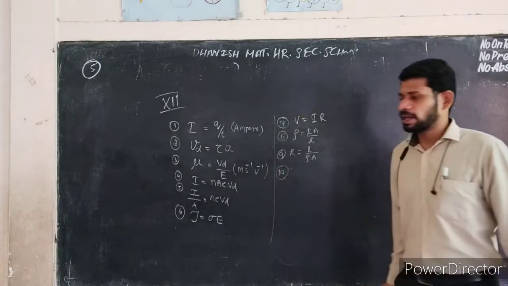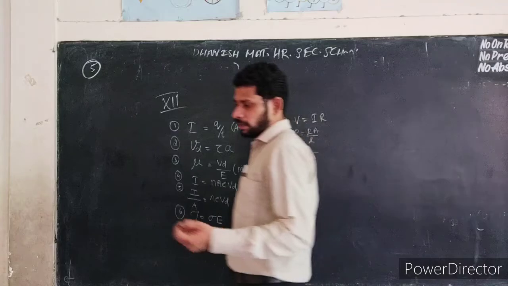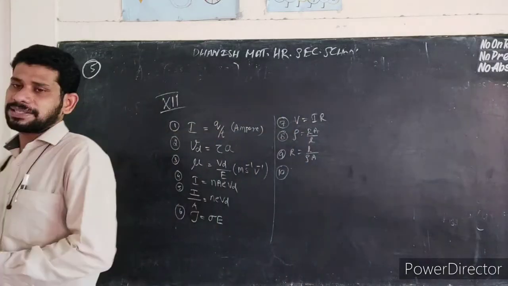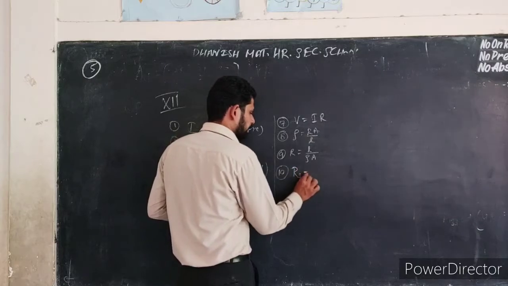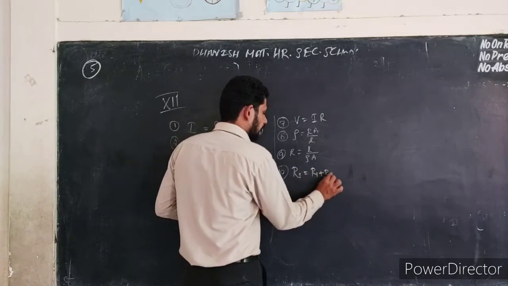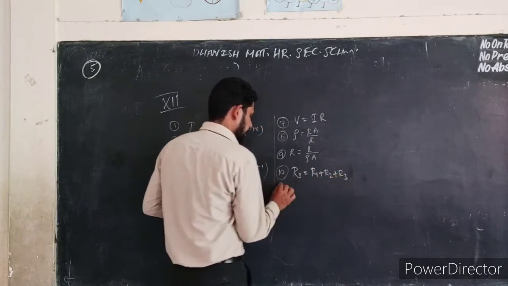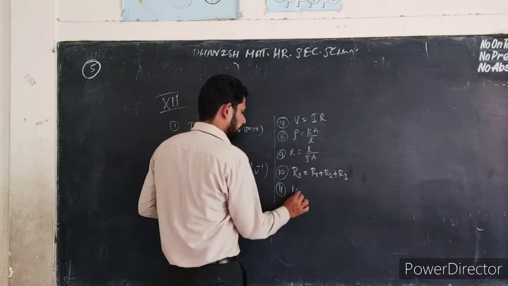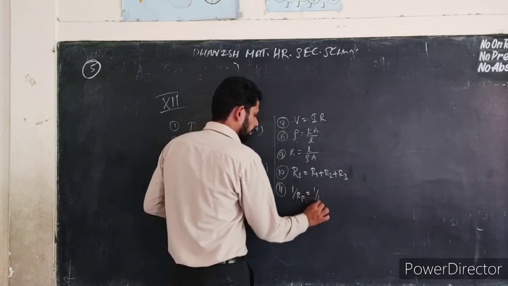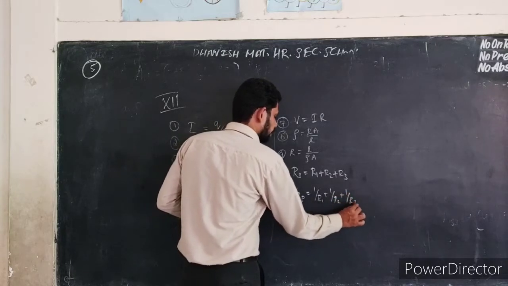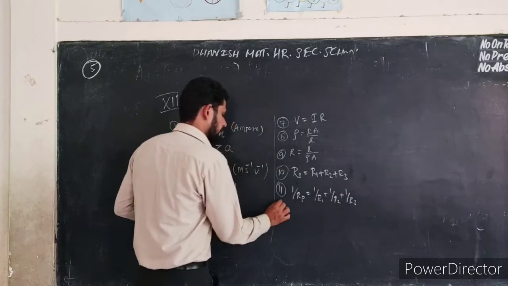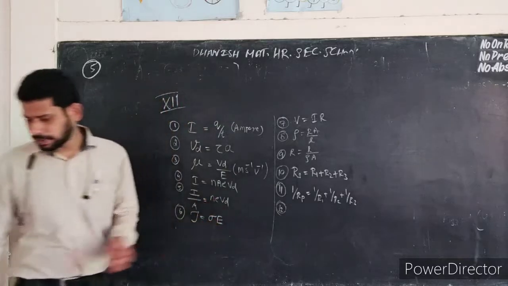Next, after Ohm's law, we saw resistance in series and parallel. So Rs equals R1 plus R2 plus R3. Whenever they are in parallel, 1 by Rp equals 1 by R1 plus 1 by R2 plus 1 by R3. Okay, so the 12th one is nothing but cells.